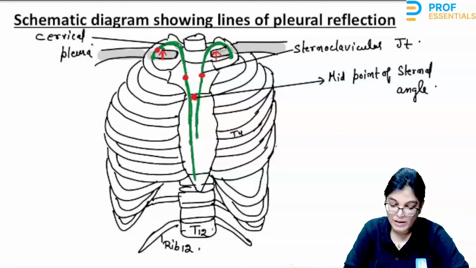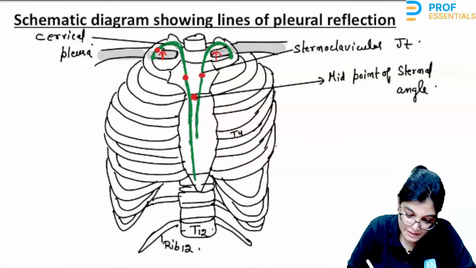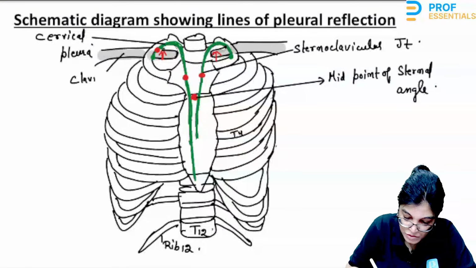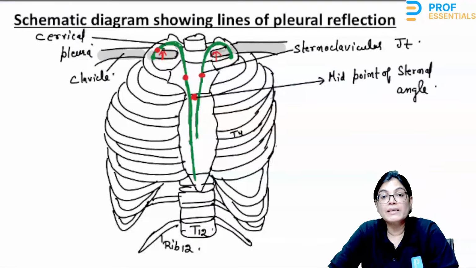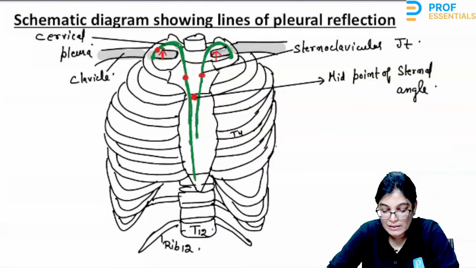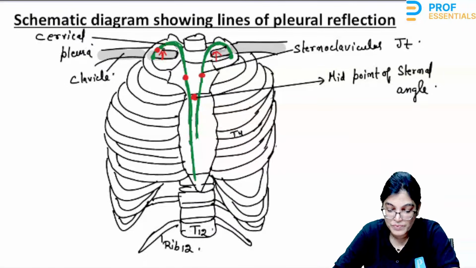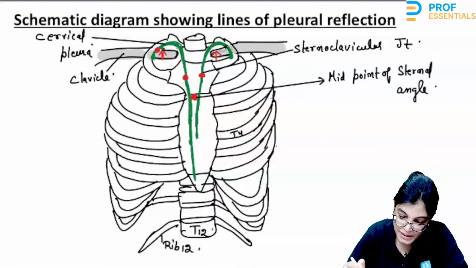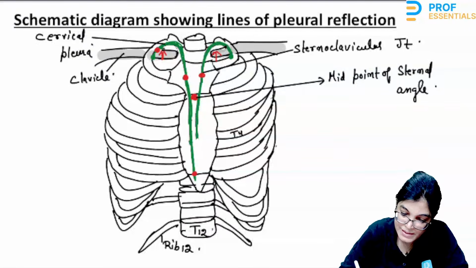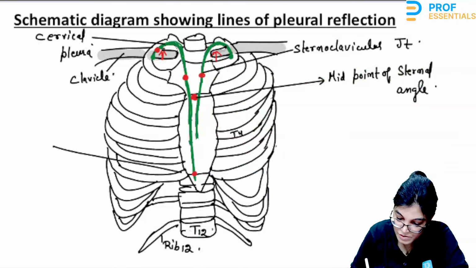This is the clavicle. Got it? This part is the clavicle. So you can clearly see it is above the clavicle, at the junction of the medial and middle one-third. Now on the right side, it is going at the level of the midpoint of the xiphisternal joint. So that is also important for you to mark. Again, I have to make a red dot here, and this point is the xiphisternal joint.